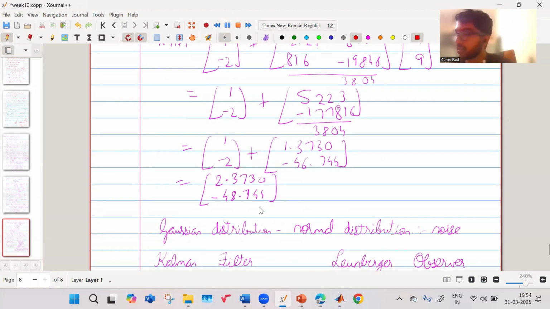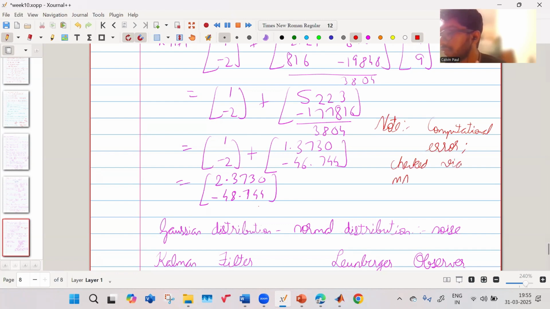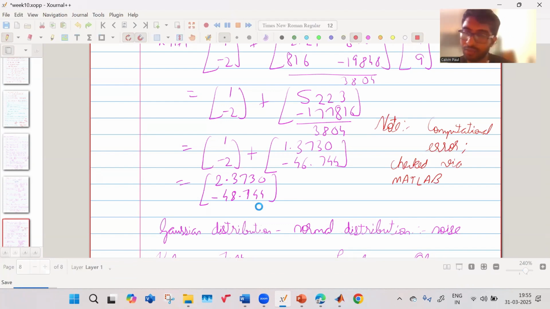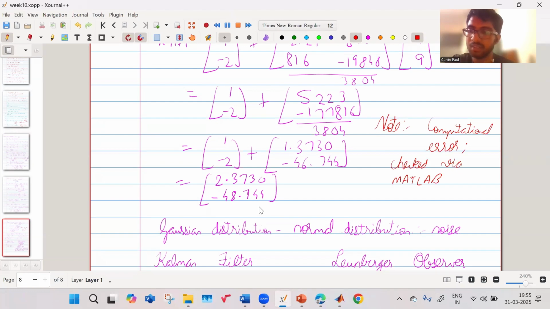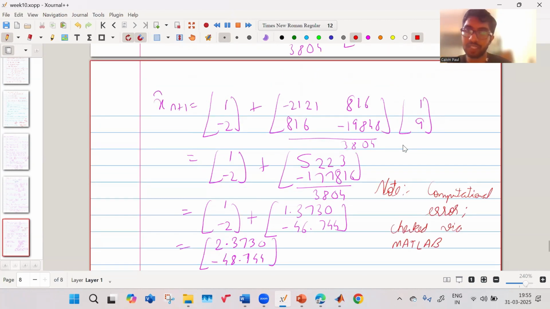Okay, so I just write a note: computational error. It has been a computational error, checked by my MATLAB. So all I can say is you have got to be careful while doing calculations, and at least MATLAB is useful for me to verify my calculations. But for you in the exams, it would be difficult, and you have to be very careful.